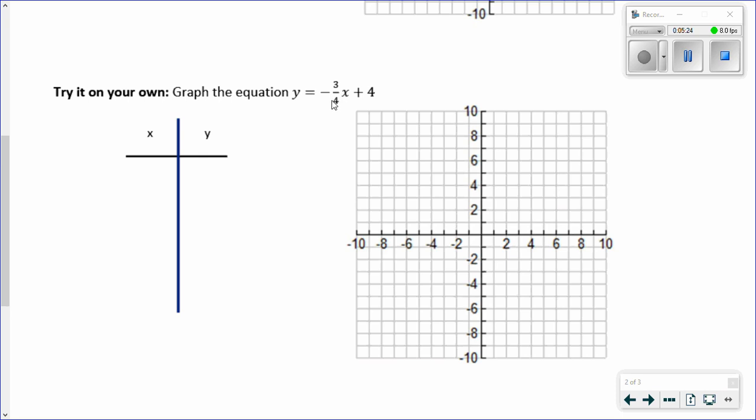Pick x values that are multiples of 4, okay? So have a couple be negative, have a couple be positive, and then you can do your multiples. You can easily always pick 0 for an x, and that would work out. But everything else, I would pick to be multiples of 4, okay?